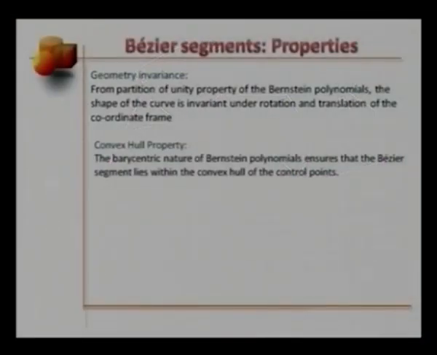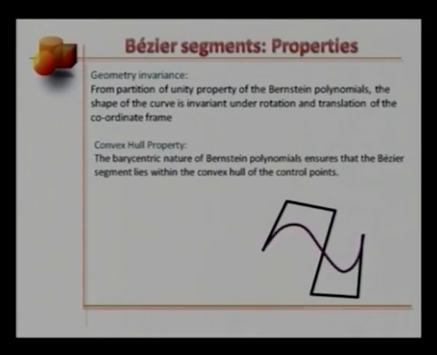This is an important property, the convex hull property. The barycentric nature of Bernstein polynomials ensures that the Bezier segment lies within the convex hull of the control points. For example, let this be a generic control polyline, and correspondingly, let this be the Bezier segment.